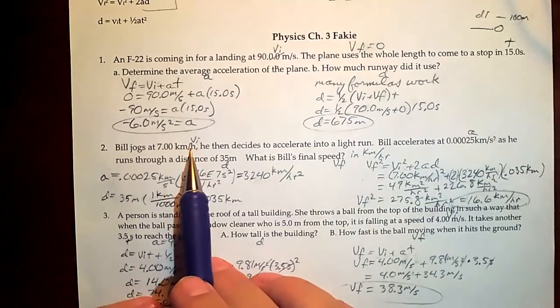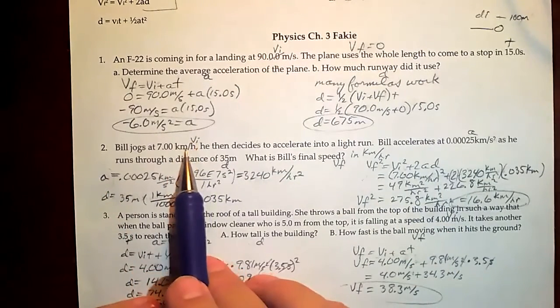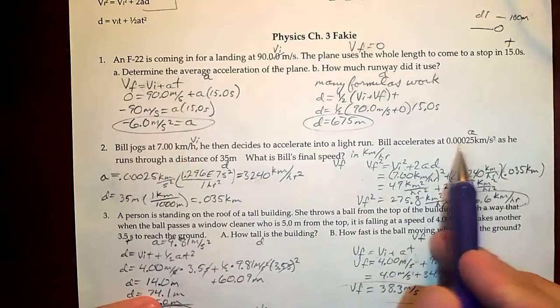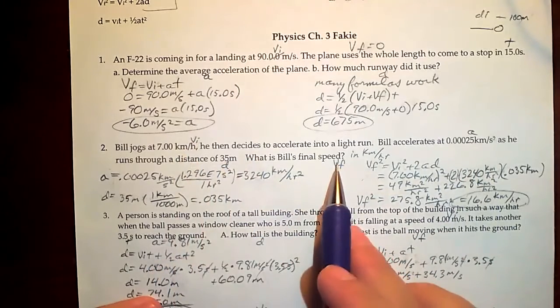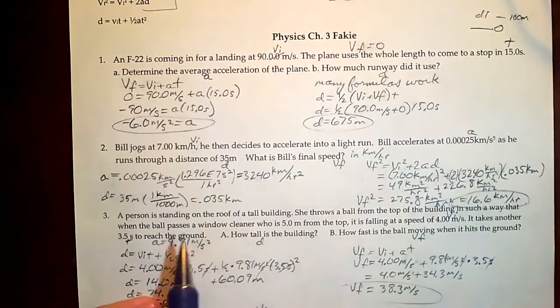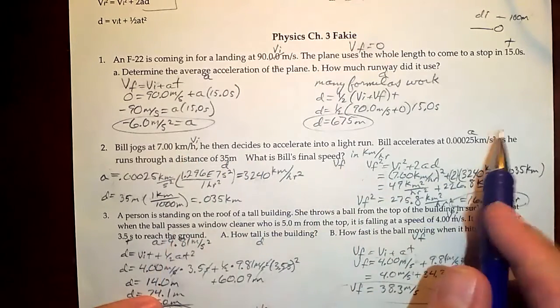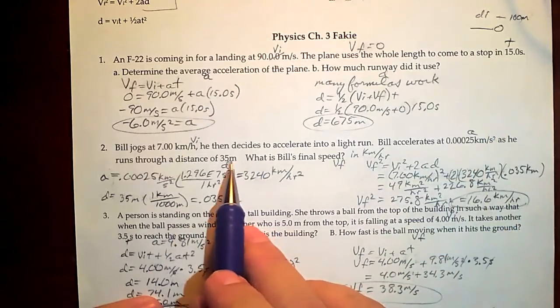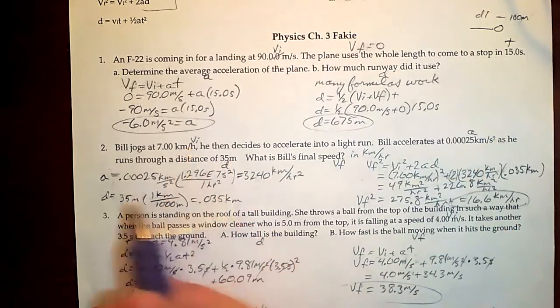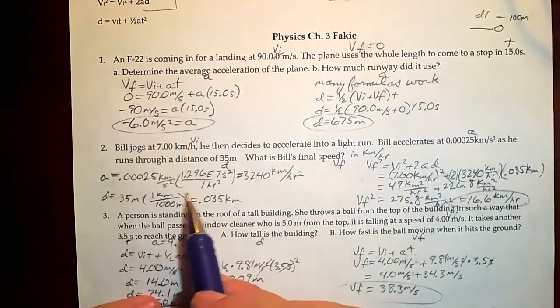We know before Bill starts accelerating, this is his initial velocity. And then he accelerates at this speed. He goes through a distance, and we're looking for final speed, final velocity. So we have a units problem because this is in kilometers per second squared, and this is in meters, and that's in kilometers per hour. So I'm going to take my acceleration and convert it.